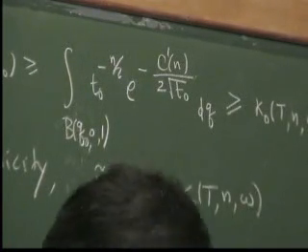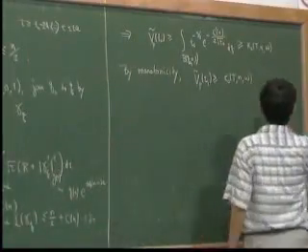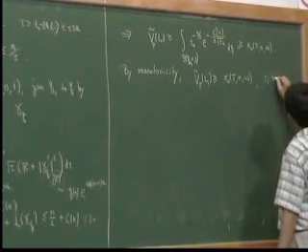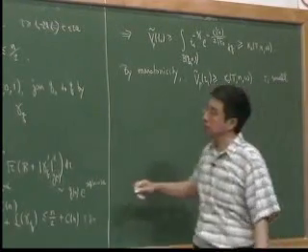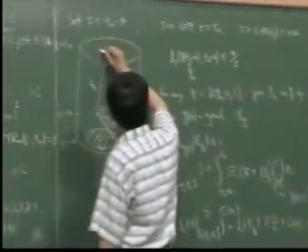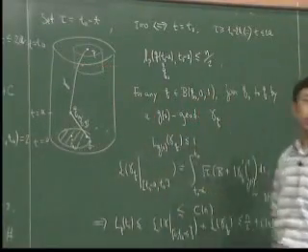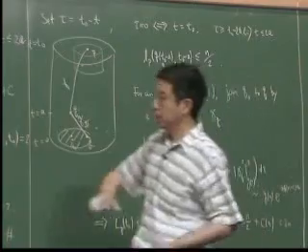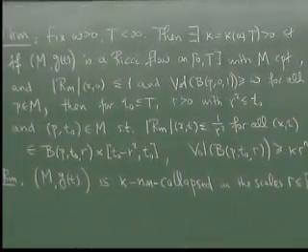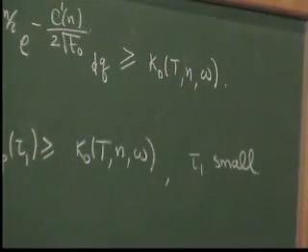Now I want to derive a contradiction. So tau 1 will be small, will be near here. Here I have a parabolic ball where curvature is bounded. I have a parabolic ball defined here.